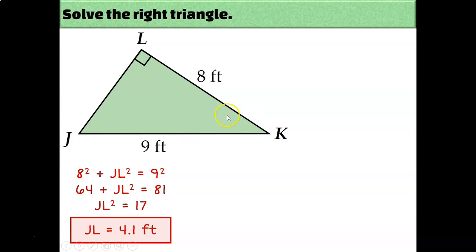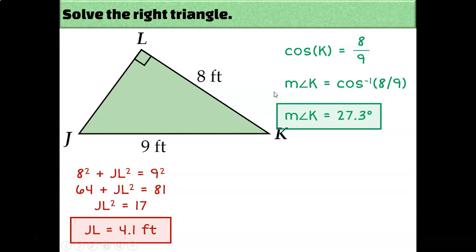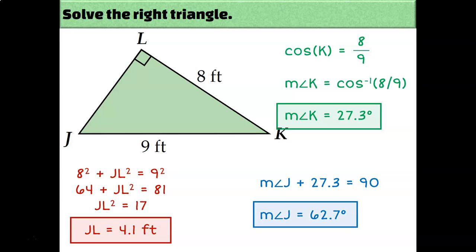Next, let's solve for the measure of angle K. You could solve for the measure of angle J. It doesn't matter which one you solve for first. You just have to pick one and solve for it, and I'm going to pick angle K. In relationship to angle K, 8 is adjacent, and 9 is the hypotenuse, which means I need to use cosine. So I'll write that the cosine of angle K is equal to the adjacent over the hypotenuse, 8 over 9. I'll take the inverse cosine of both sides and find out that the measure of angle K is 27.3 degrees. Then I can subtract 27.3 from 90 to figure out that the measure of angle J is 62.7 degrees.